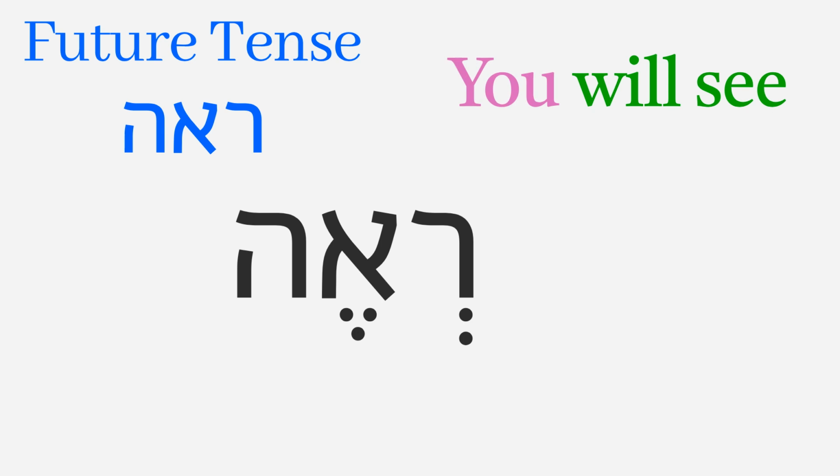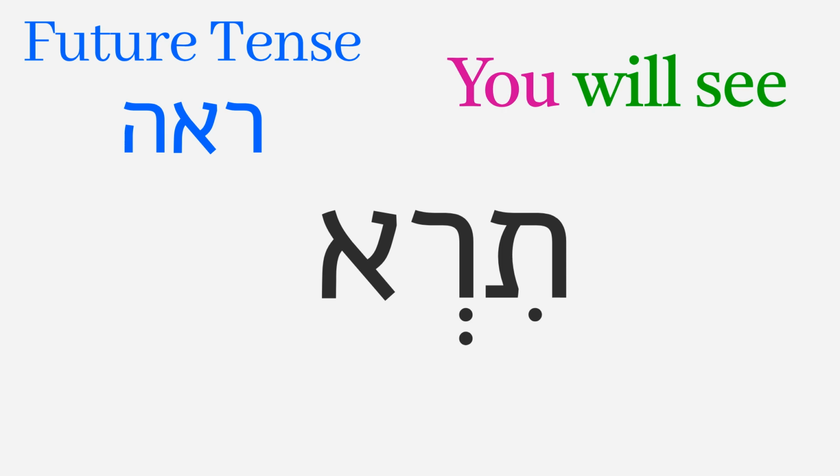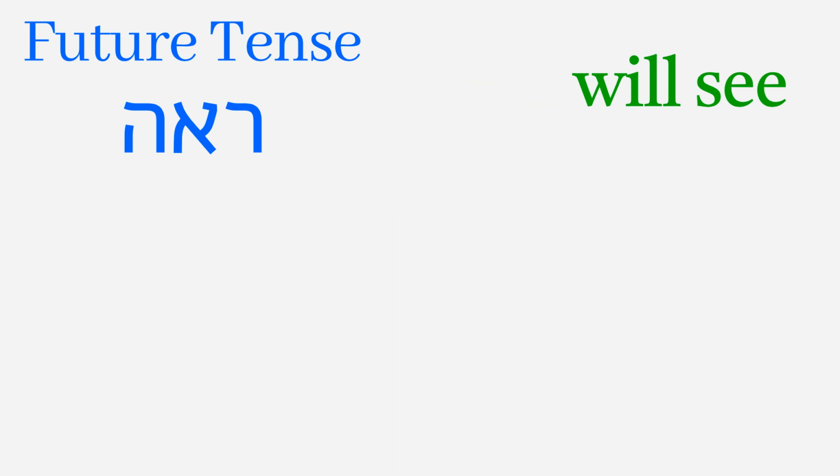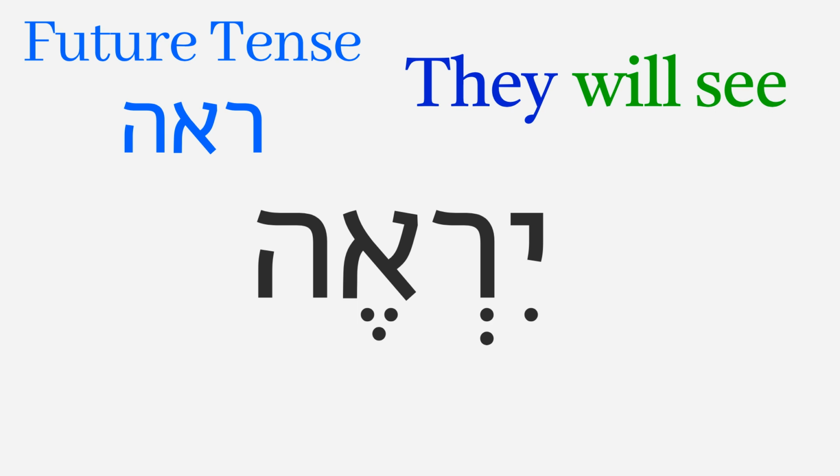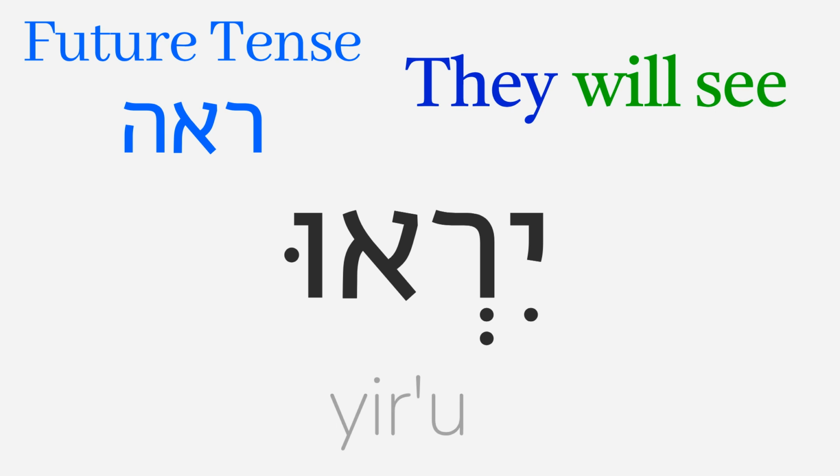To make the at, you feminine singular form, we take tir-e, you will see masculine singular, and with the root whose third letter is he, we take off that e ending, and only then add i. Tir-i, you will see feminine singular. The atem, you masculine plural form, also must take out the e ending from tir-e before adding its own u ending. Tir-u, you will see masculine plural. The heim, they form, takes yir-e, he will see, removes the e ending, and adds u to make yir-u, they will see.